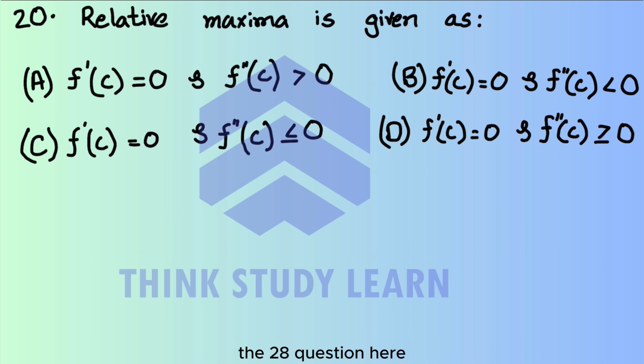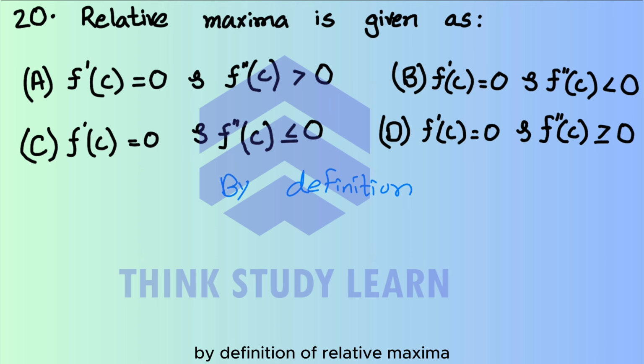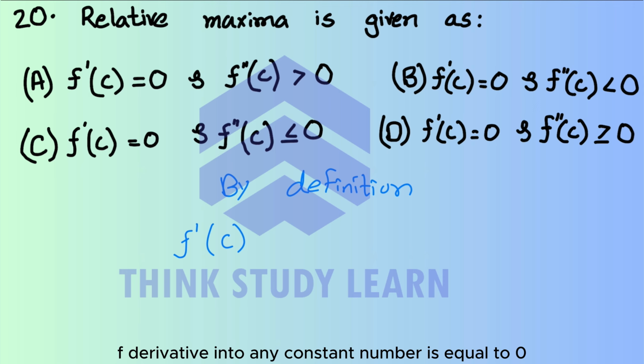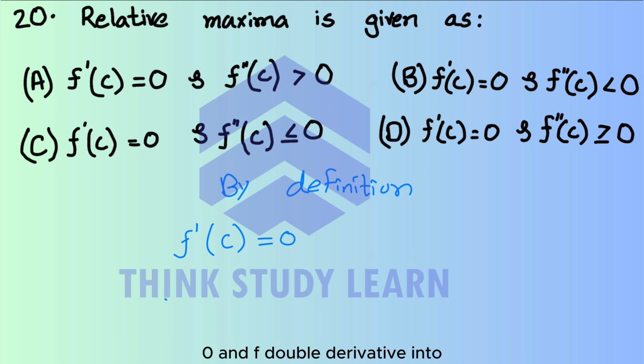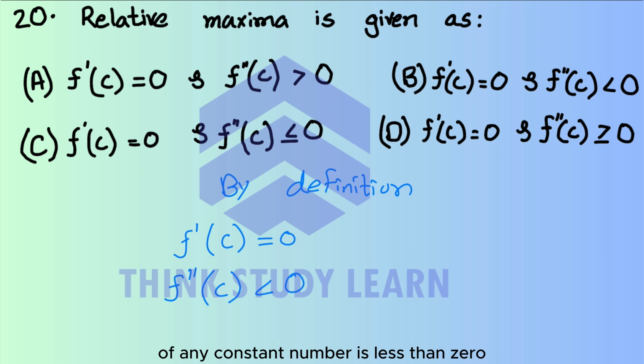The 20th question here states relative maxima is given as, so we know that by definition of relative maxima, f derivative at any constant number is equal to 0, and f double derivative at any constant number is less than 0. So this is the definition of relative maxima. So B option will be the right choice.